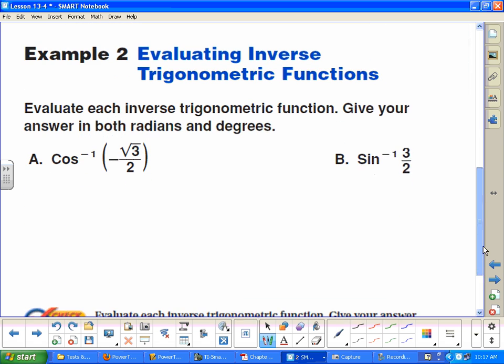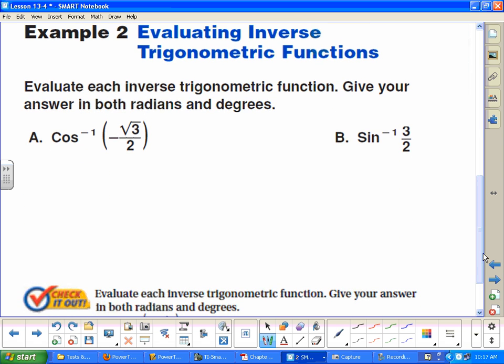Okay, so let's find some answers here. Letter A says evaluate each inverse trig function. Give your answer in both radians and degrees. They want radians and degrees in this case. So we find them on the unit circle and write them both down. It says inverse cosine of negative square root of 3 over 2.